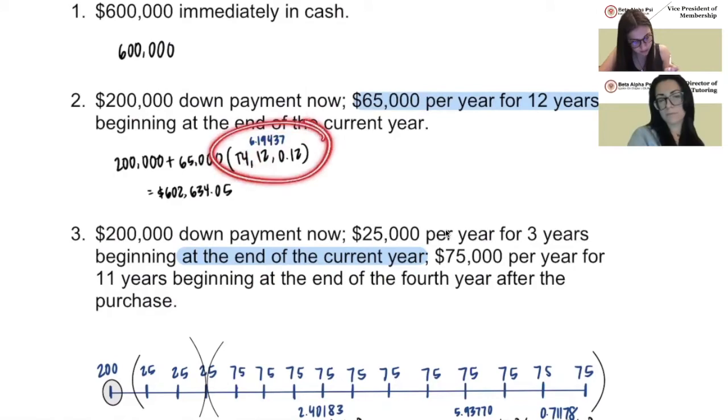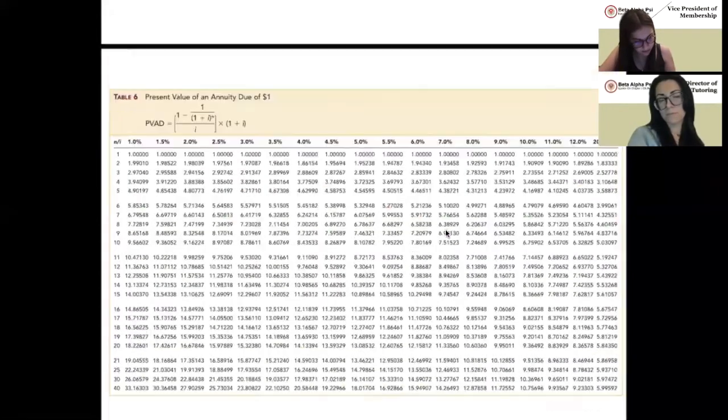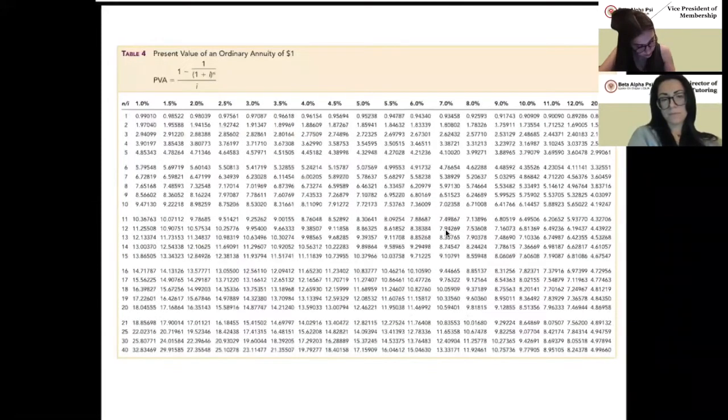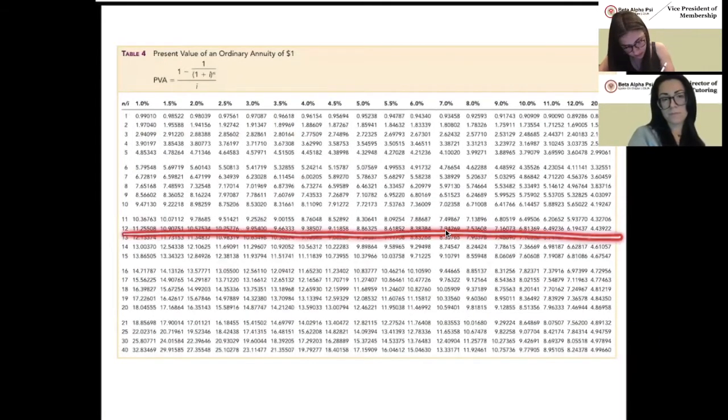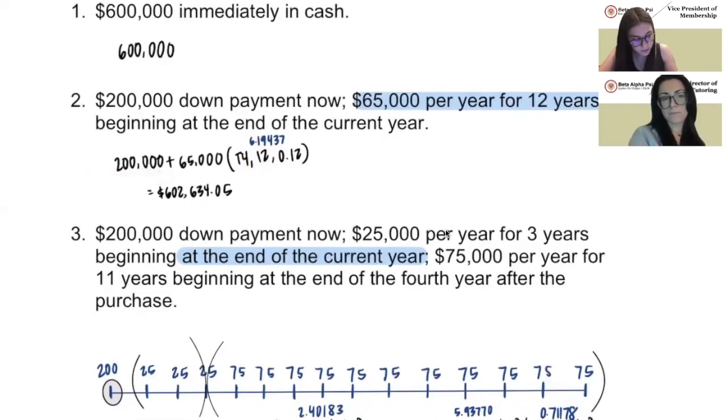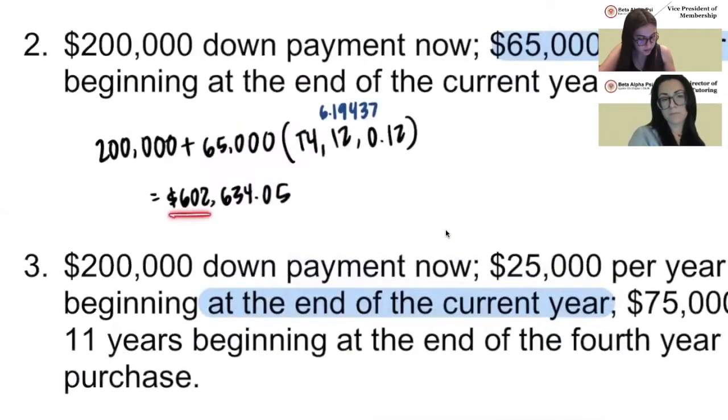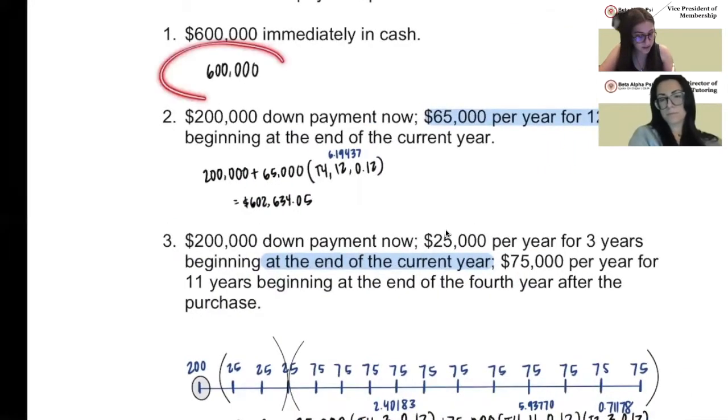So let's find this value. We're going to go to our present value tables, and we're going to go to table 4, and we need 12 years at 12%. So we're going to use 6.19437. So we're going to do our 200,000 plus our 65,000 times this amount. So first, let's do the 65 times this amount plus our 200,000, and this is the amount that you'll get: 602,634.05. So that's our second option. So right now we have 600,000 and we have the 602, right?